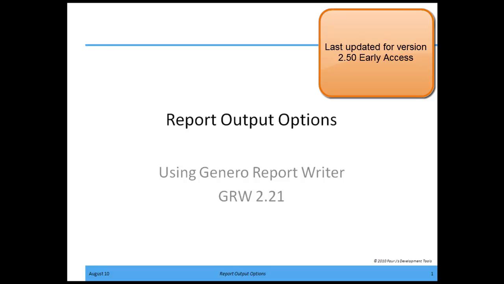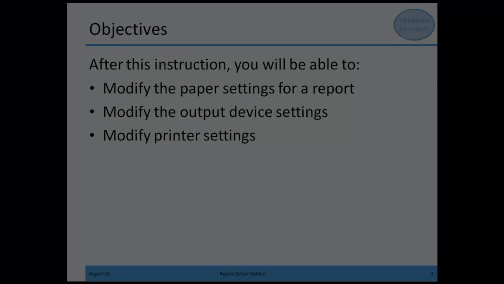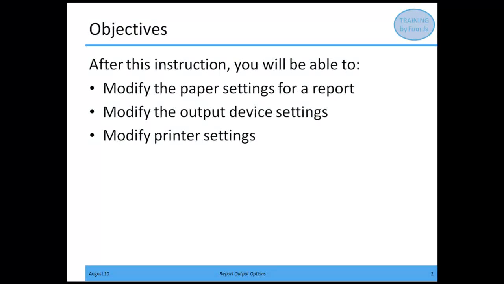Welcome to Module 12, Report Output Options using Genero Report Writer 2.21. When you have finished this module, you're going to be able to modify the paper settings for a report, modify the output device settings, and modify printer settings. Let's go ahead and get started.